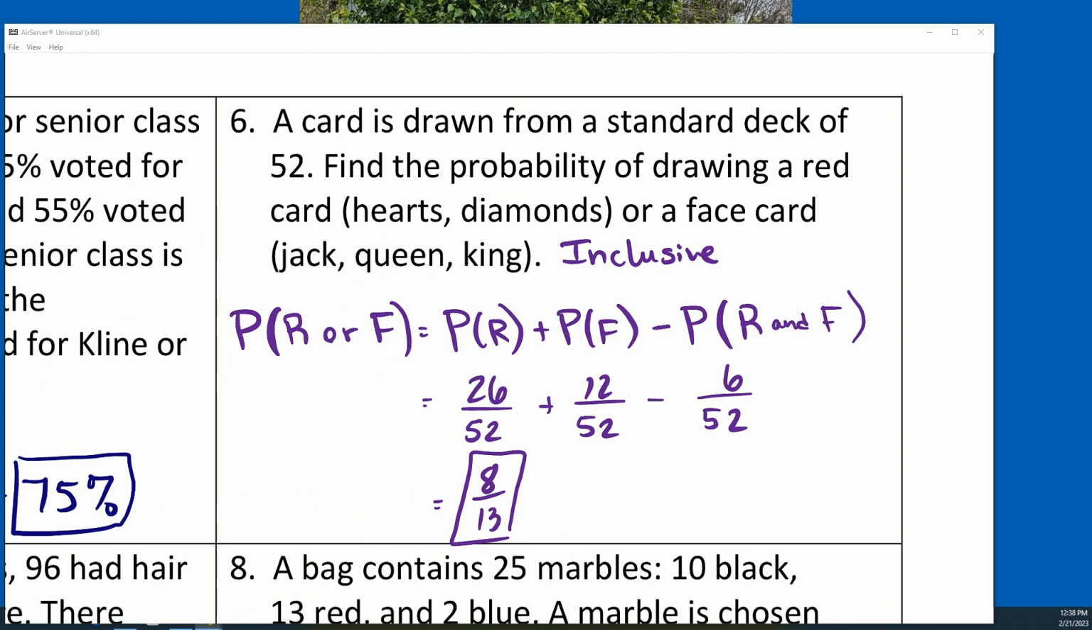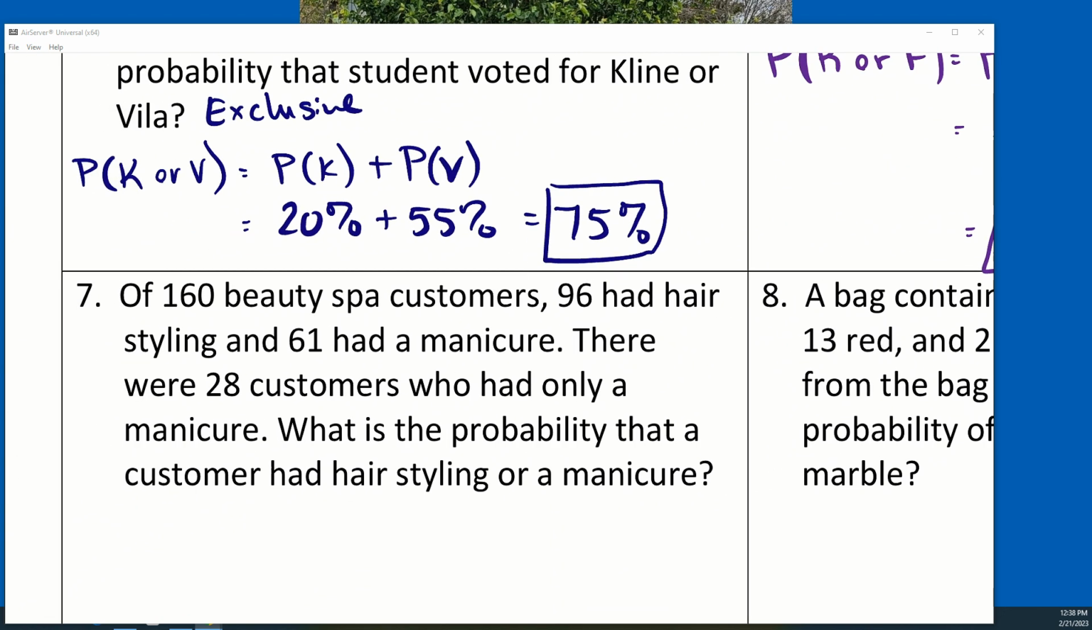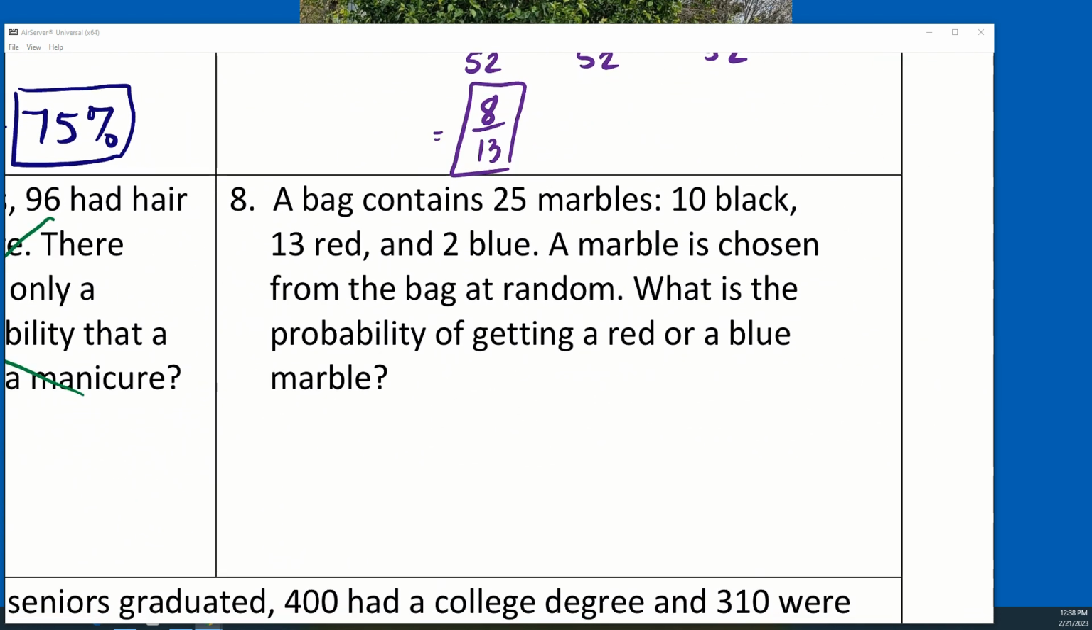So we are going to skip number 7 about the spa and go to number 8 about the marbles. So number 8 says that a bag contains 25 marbles, 10 black, 13 red, and 2 blue. A marble is chosen from the bag at random. What is the probability of getting a red or a blue? So for this bag of marbles, can you get a red and a blue? Yes. Is there a marble that's red and blue? If we just draw one, can we get red and blue? No. Good. So this is exclusive. So all we have to do is add. We don't have to worry about subtracting.